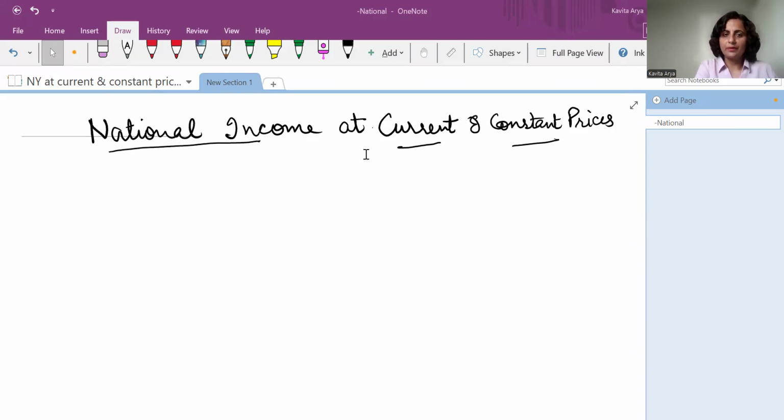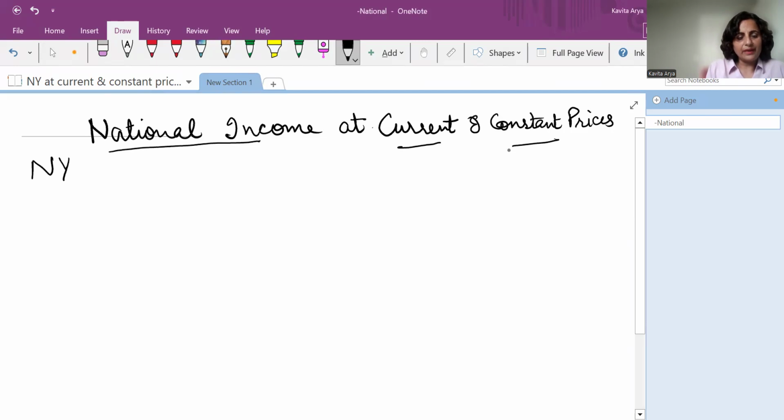What's new about it? We have been talking about national income previously many times. So it's only the addition of this statement, current and constant prices. So let me recall once again the definition of national income, and please be informed that there are several keywords in the definition, and if we miss any one keyword, we would be missing on the marks.